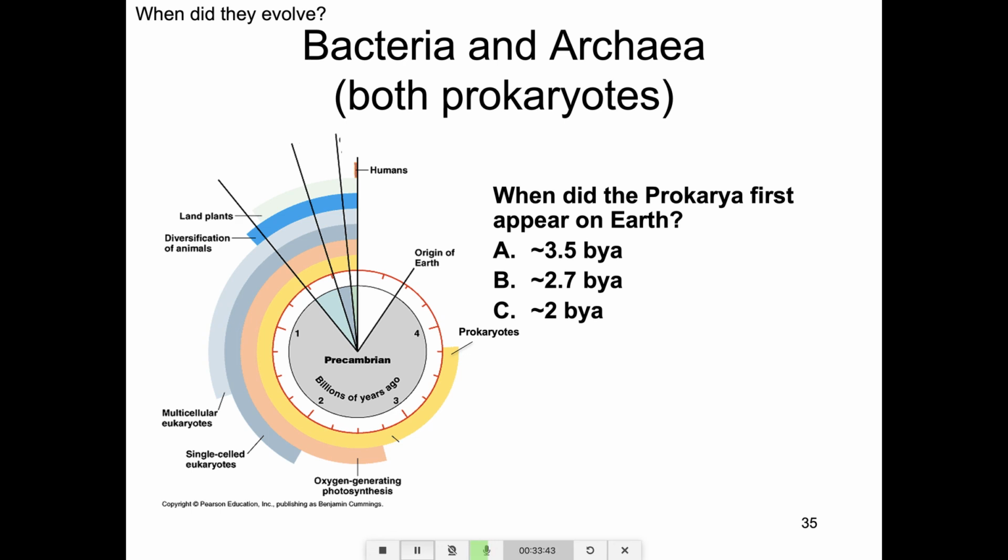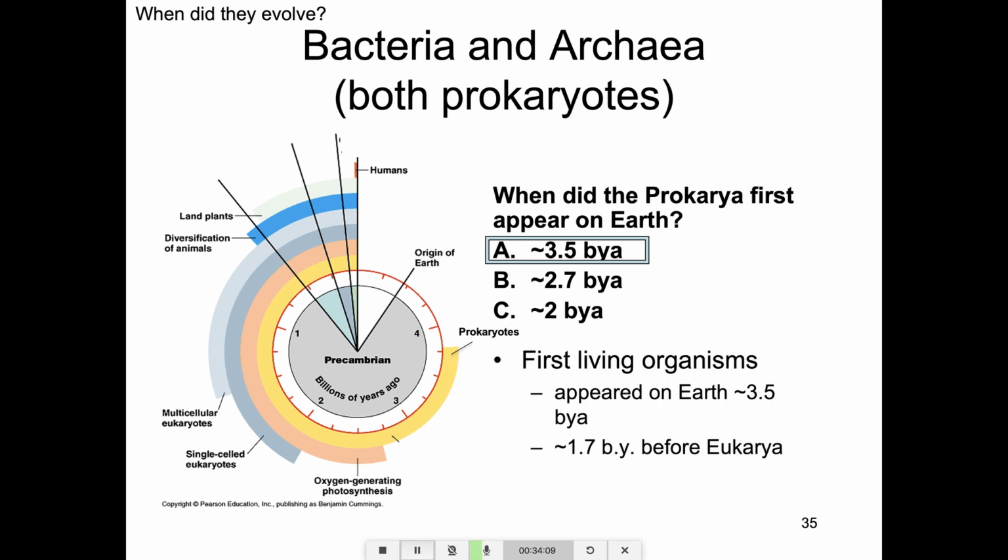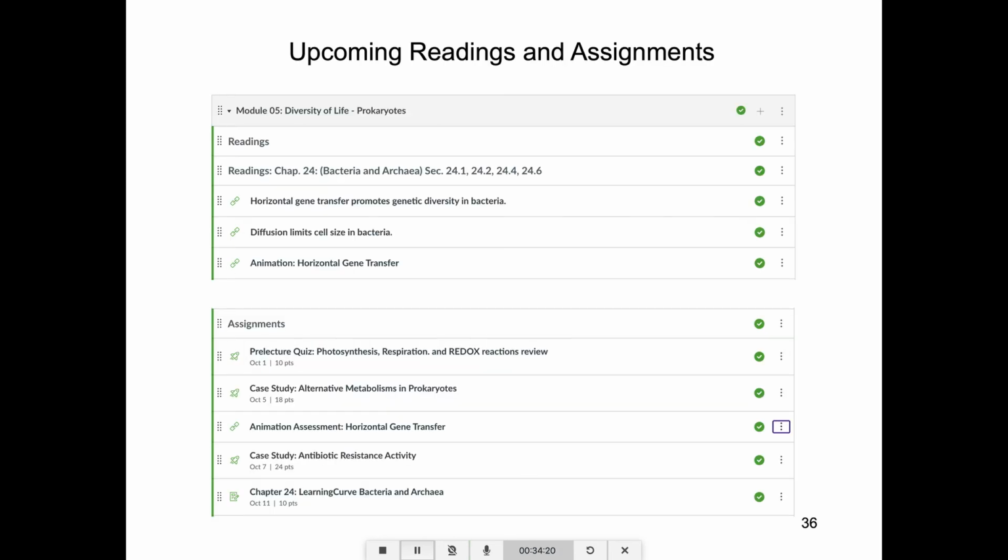Okay, so bacteria and archaea, remember the prokaryotes. When did the prokaryotes first appear on Earth according to this figure? If you said 3.5 billion years ago, you are correct. So this is prokaryotes popping onto the scene. The first prokaryotes appeared on Earth about 3.5 billion years ago. So they were among the first living organisms to appear on Earth. And it was about 1.7 billion years before eukaryotes evolved. So they've been around for a very, very long time. They were the first living organisms on Earth.